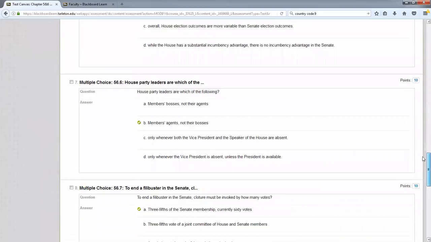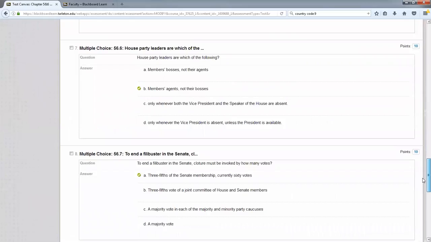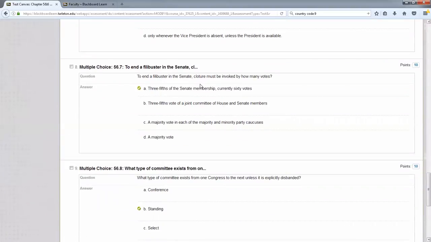House party leaders are which of the following? Bosses, not agents. Agents, not bosses. House party leaders are not in control of the members of their party, but they act on behalf of the members of their party. To end a filibuster in the Senate, cloture must be invoked by how many votes?